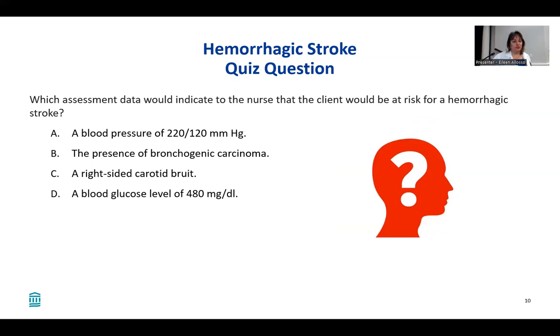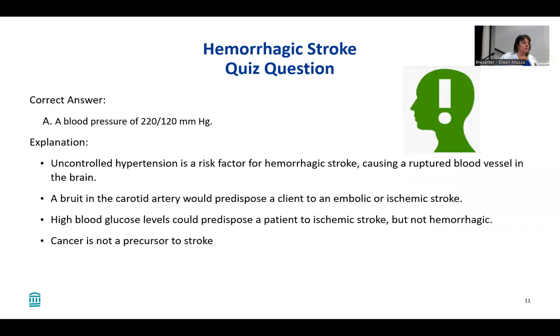Another quiz question. So, again about the hemorrhagic stroke, what assessment data would indicate to the nurse if a client would be at risk for a hemorrhagic stroke? Answer is a high blood pressure. That's the predominant risk factor for a hemorrhagic stroke.